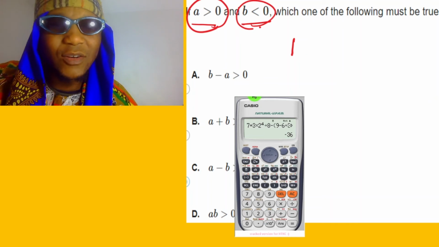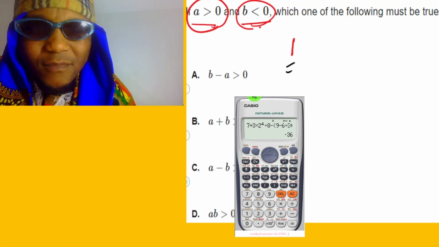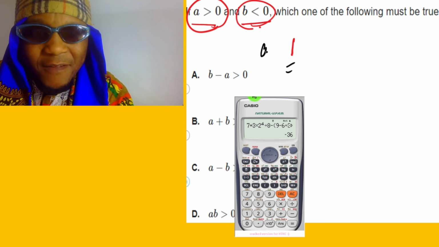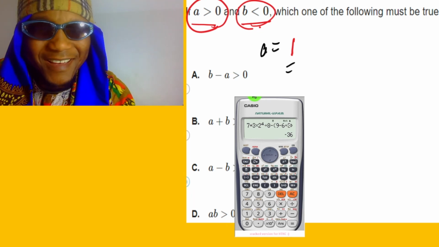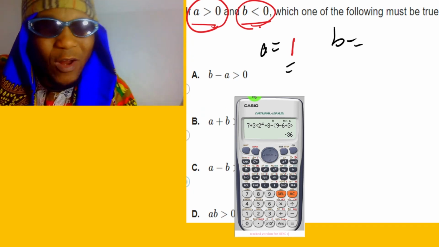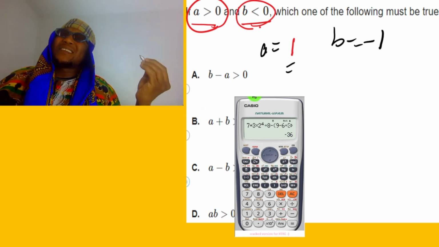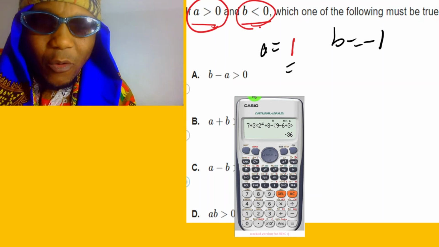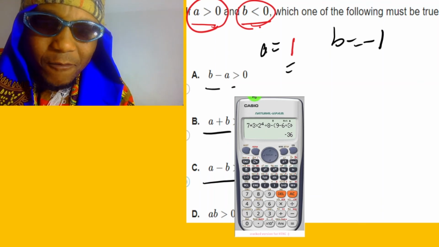A is greater than 0. Which number is greater than 0? 1. So that's our A. So we assume, let's say, A equal to 1. B is less than 0. Which number is less than 0? Let's say negative 1 is less than 0. We know any number less than 0, for example, negative 1. So now we want to test which statement is true here.